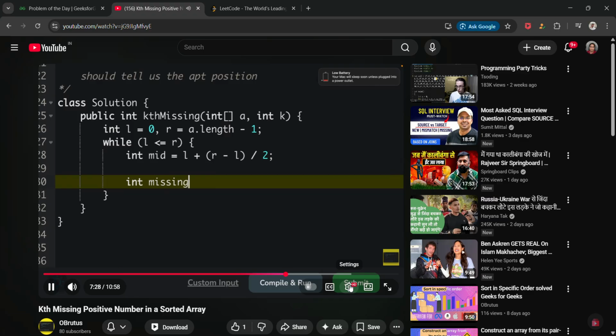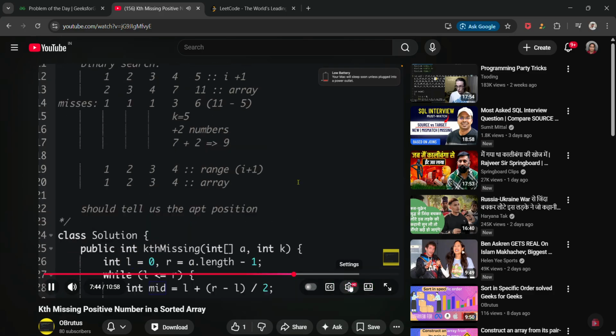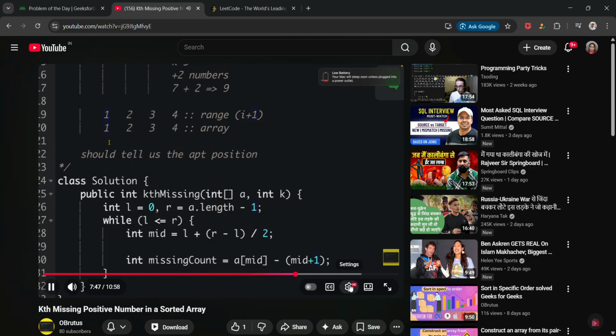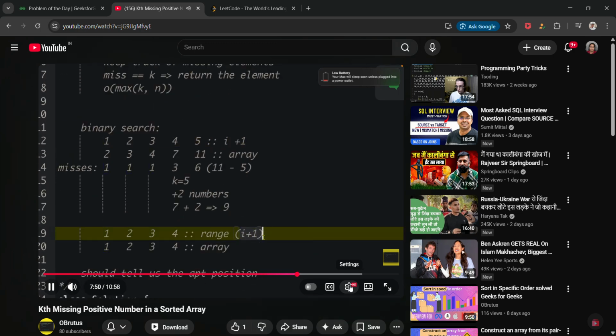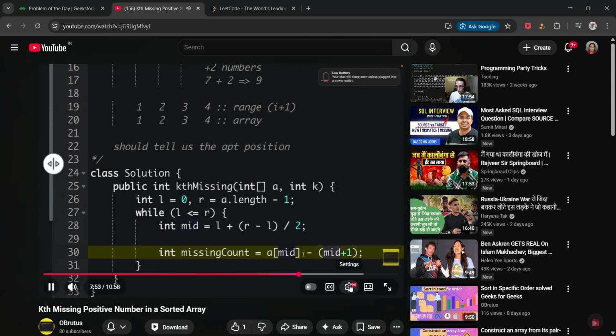With this mid I'll count the missing count. The missing count is equal to A of mid minus (mid plus 1). Why mid plus 1? Because you know it very well, mid is an index, and index starts from 0, whereas we want to start our counting from 1. So 0 plus 1 is nothing but i plus 1, where i is the mid.